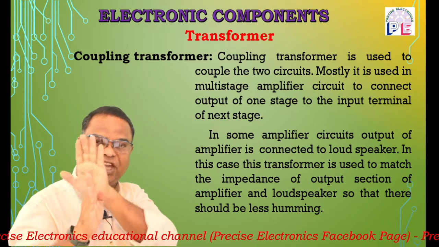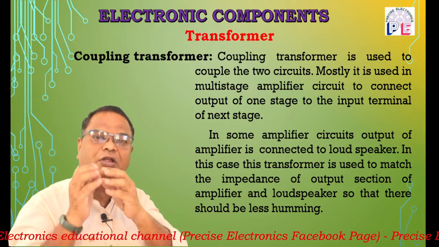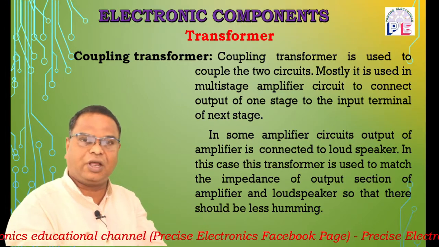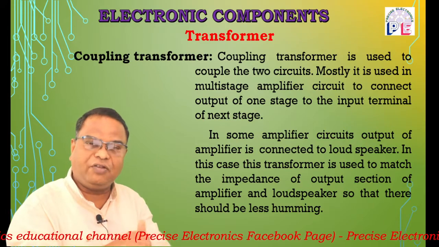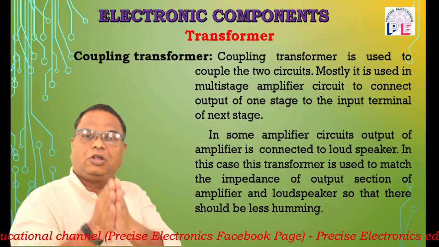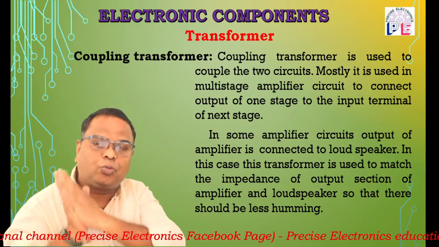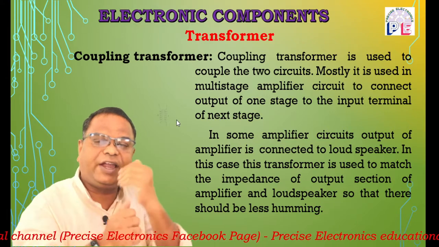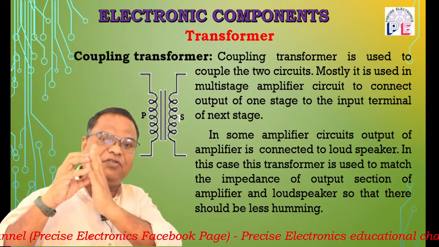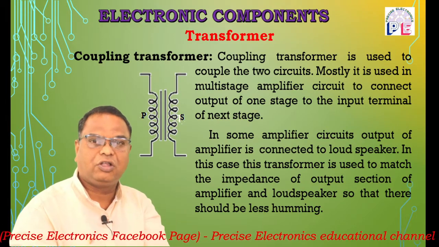The output of one stage of the amplifier is connected to the primary coil, and the secondary coil is connected to the input stage of the next amplifier. Then this transformer is a coupling transformer. This coupling transformer is also used in the output stage of an amplifier when it is connected to the loudspeaker. The output stage of the amplifier is connected to the loudspeaker through this coupling transformer.